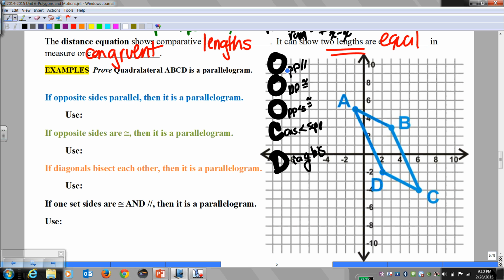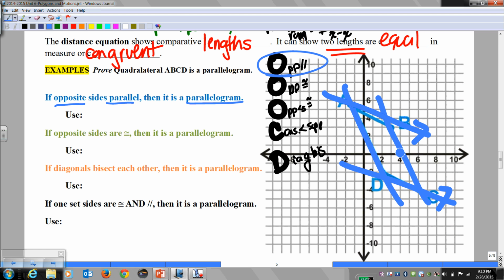Ready? We can show opposite sides are parallel. If opposite sides are parallel, then you know it's a parallelogram. So if I were doing a coordinate plane and I wanted to show that these were parallel and these were parallel, I would use slope. Because slope will show that those opposite sides are parallel.